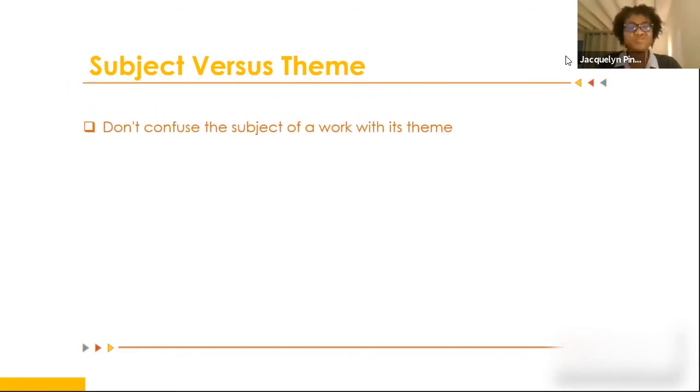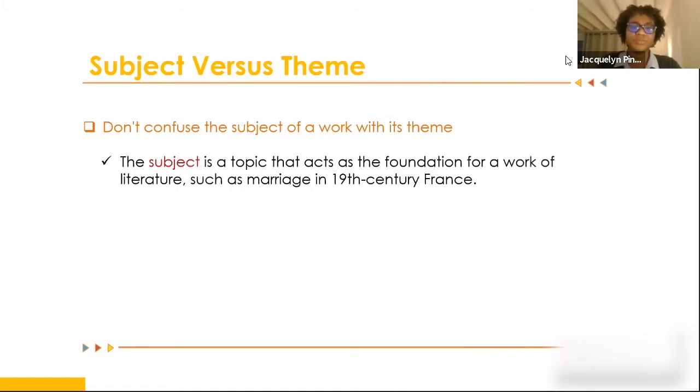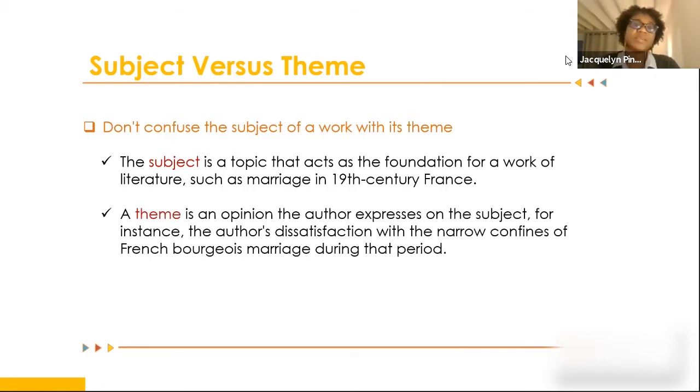So, subject versus theme. Don't confuse the subject of a work with its theme, and it's easy to do so. The subject is a topic that acts as the foundation of a work of literature, such as marriage in the 19th century of France. A theme is an opinion the author expresses on the subject. For instance, the author's dissatisfaction with the narrow confines of French bourgeoisie marriage during that period.